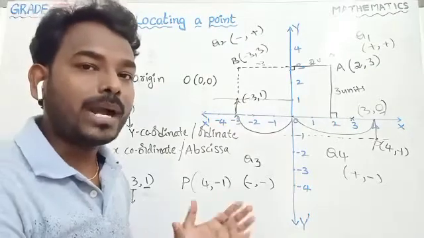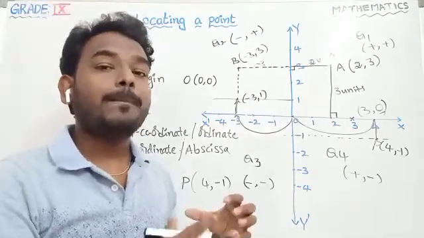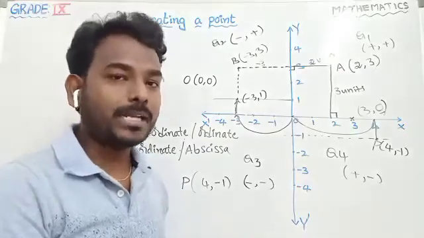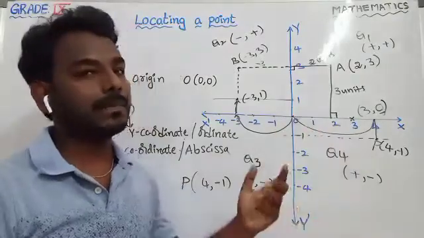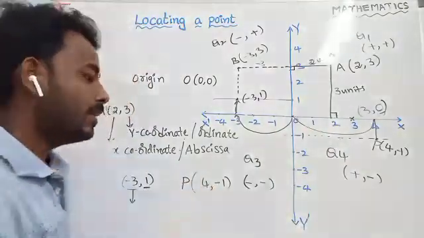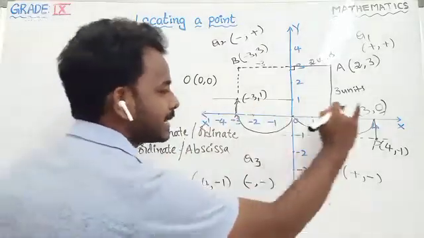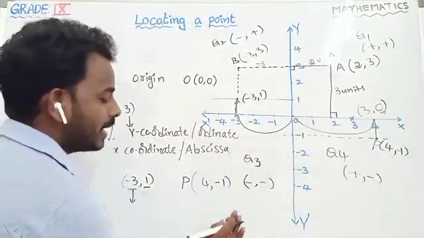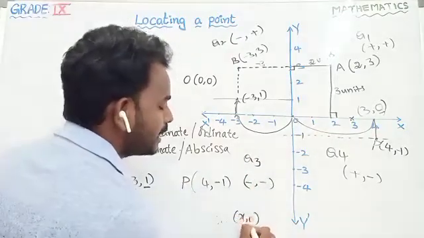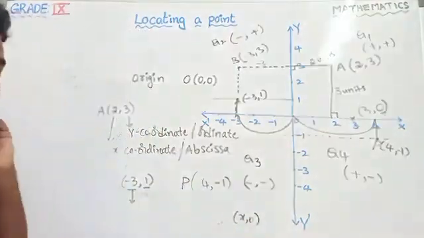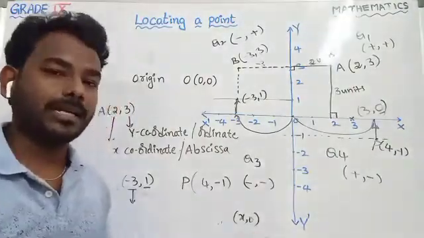Why? Because what is meant by y coordinate? The y coordinate is nothing but the perpendicular distance of that point from the x axis. Already those are on the x axis, so the perpendicular distance will become 0. So the y coordinate will become 0 for the points which lie on the x axis. That is, the general form of a point on the x axis will be x comma 0. That means the y coordinate is 0.